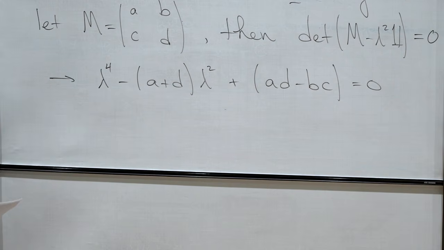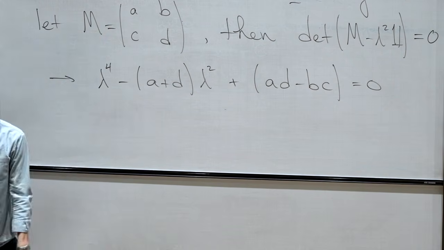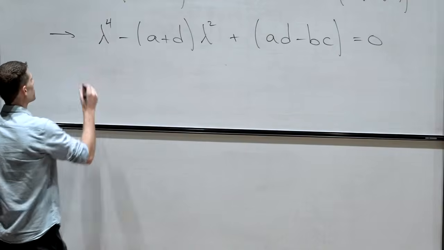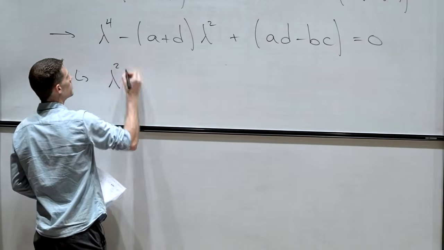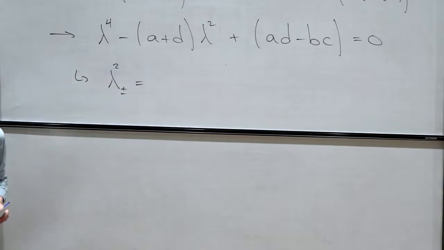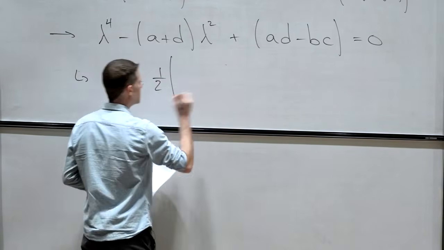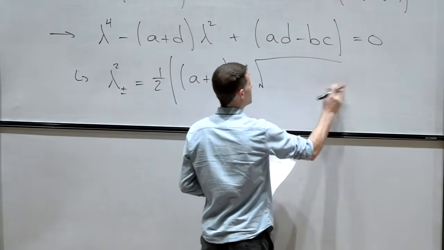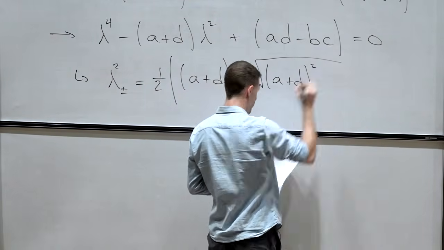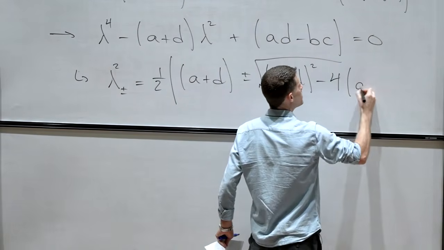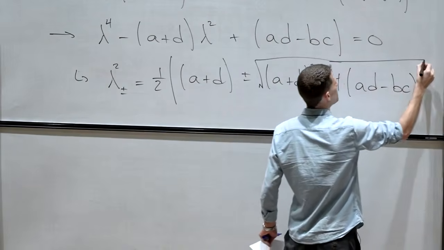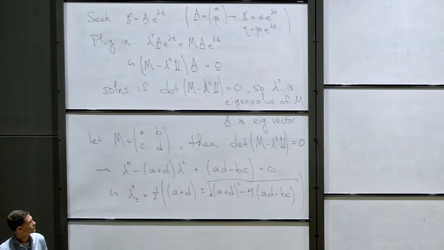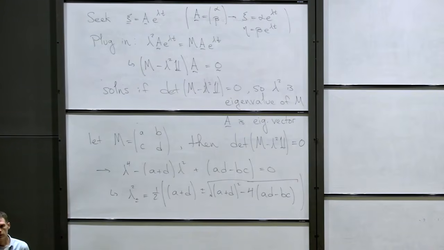In other words, I have a quadratic equation for lambda squared, which is not surprising because it's a lambda squared that's sitting in my determinant of the 2 by 2 matrix, which means that I can write lambda squared plus minus, as the solution of that, which is 1/2 (A plus D) plus or minus the square root of (A plus D) squared minus 4 (AD minus BC). Okay. Fine.